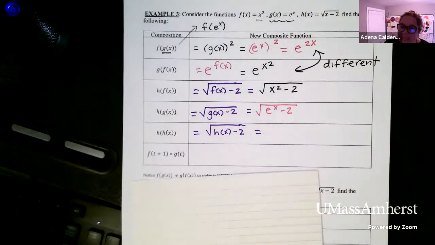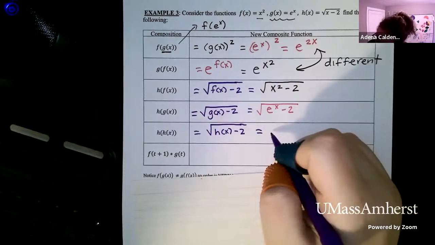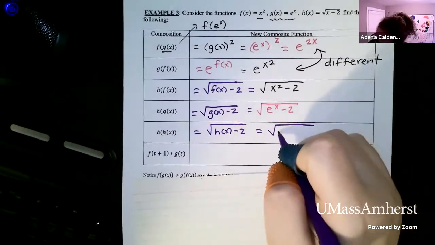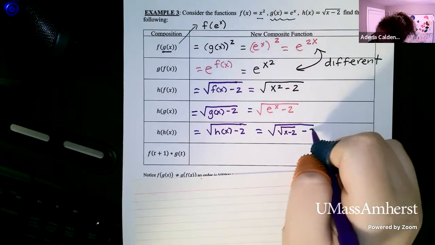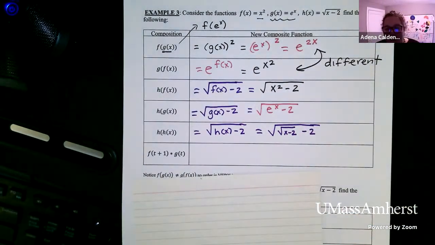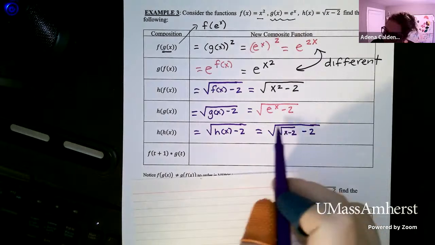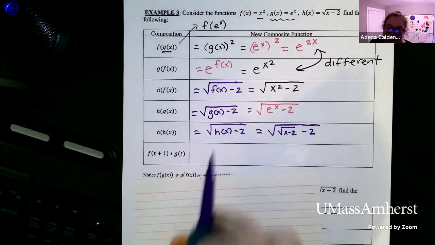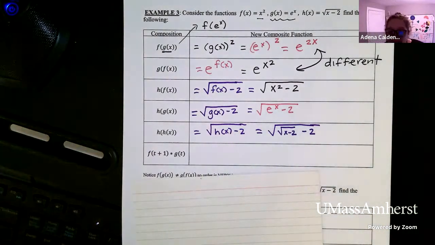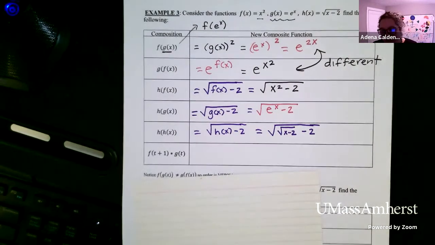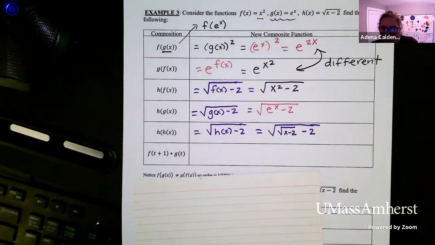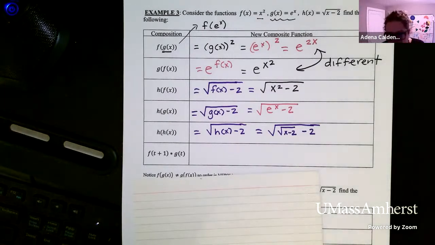Now, h of x is the square root of x minus 2. So instead of h of x, I'm going to write the square root of x minus 2 and then minus 2. So I'm substituting that function in that spot for h of x. It's a little bit goofy when you plug things into themselves. So you just have to be careful about making sure you don't miss any pieces or make assumptions.